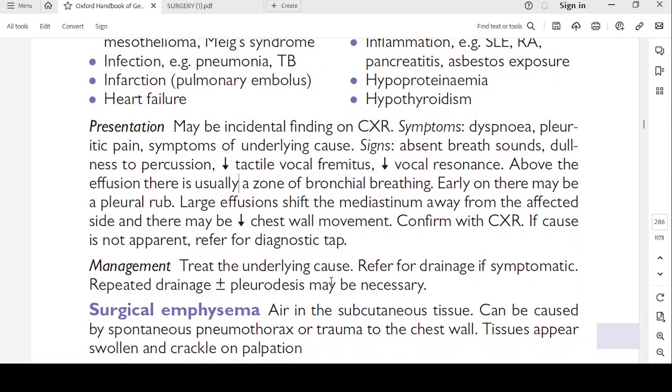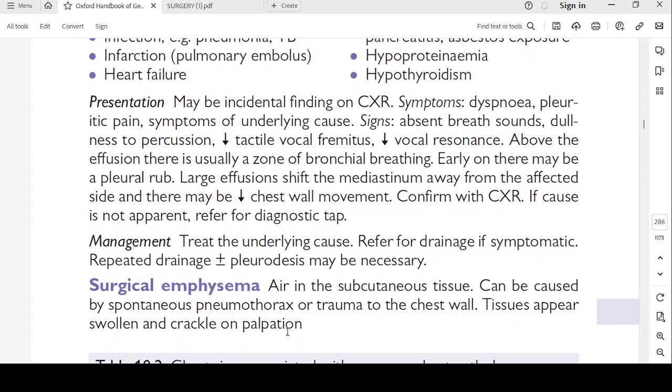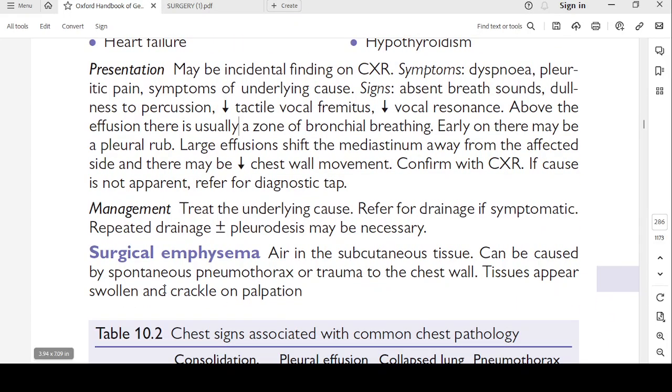Management: treat the underlying cause. Refer for drainage if symptomatic; repeat drainage plus pleurodesis may be necessary. Surgical emphysema: air in the subcutaneous tissue can be caused by spontaneous pneumothorax or trauma to the chest wall. Tissues appear swollen and crackle on palpation.